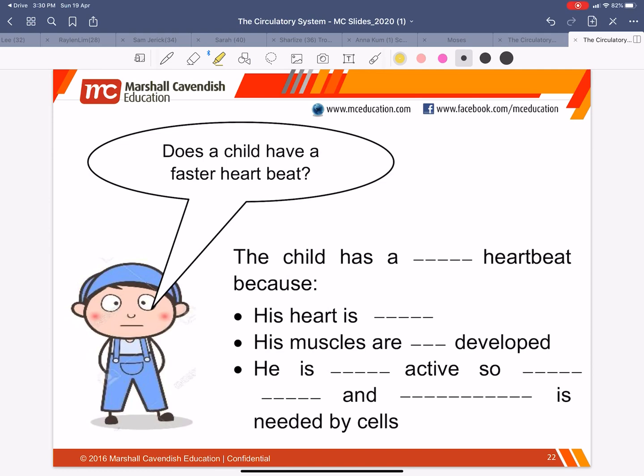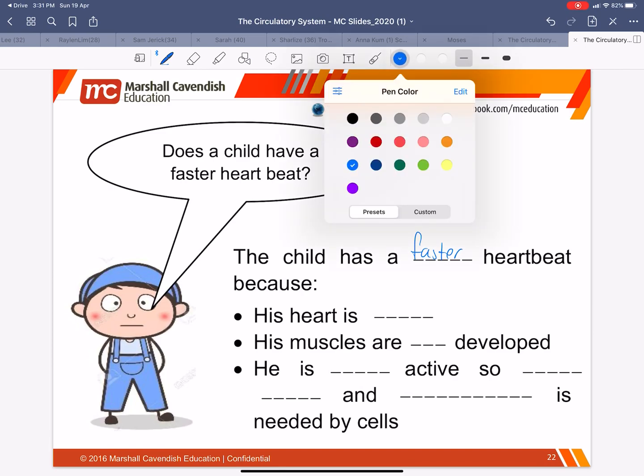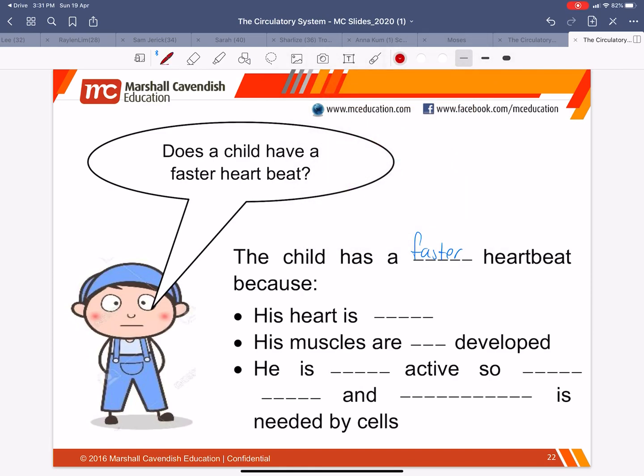Now, the heart rates can also vary because of your age, right? When you are younger, you tend to have a faster heartbeat rate. Now, why? This is because the heart is smaller, so the capacity that it can pump is not that much. So to compensate for that, you need to pump faster in order to pump the required amount of oxygen and digested food around the body.